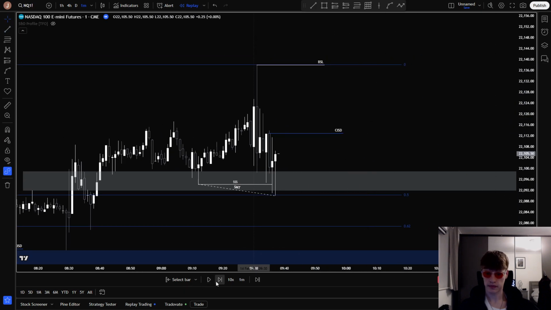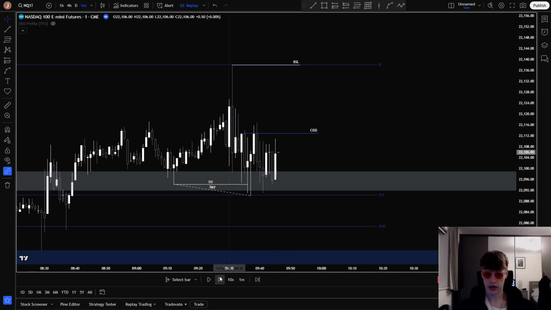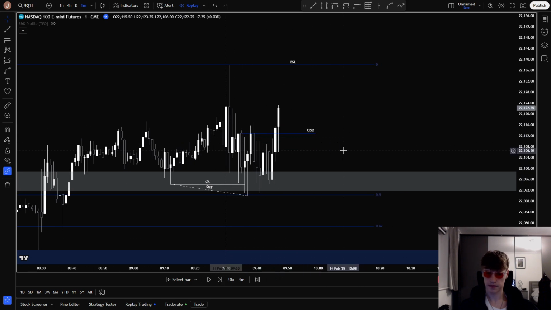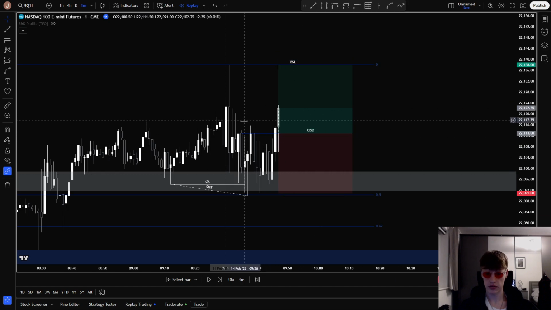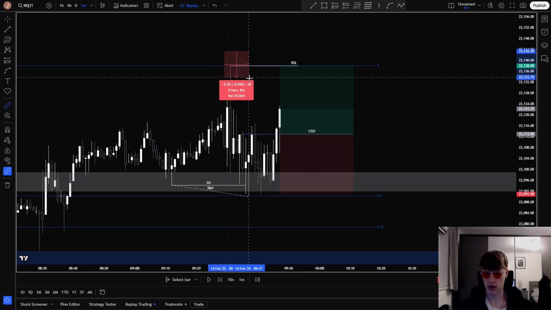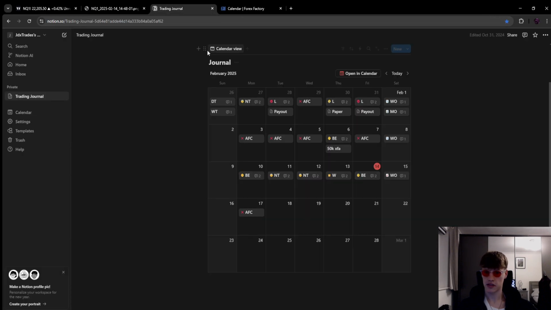I'm waiting. We wait, we get close, and then we displace through it. And then we tap it again. This was a potential long entry, targeting the internal buy side. Why? Because this entry model tells me this high is taken. I did not take this, as you can see.